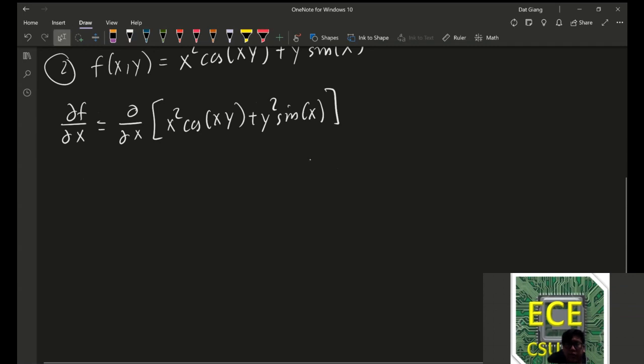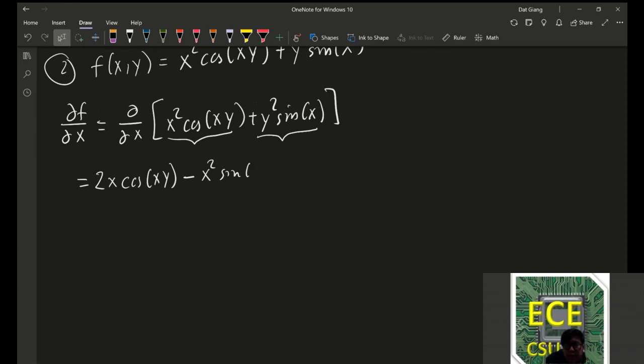Here, in this situation, we have a product rule contained within here, along with a power rule, but the derivative rule definition applies when we have a partial derivative. So as such, we separate it. 2x cosine of xy minus x squared sine of xy, and by the chain rule inside, we have y, plus y squared cosine of x.